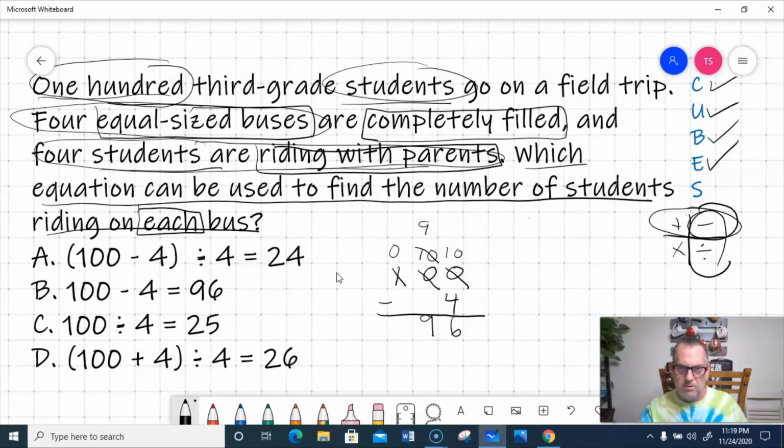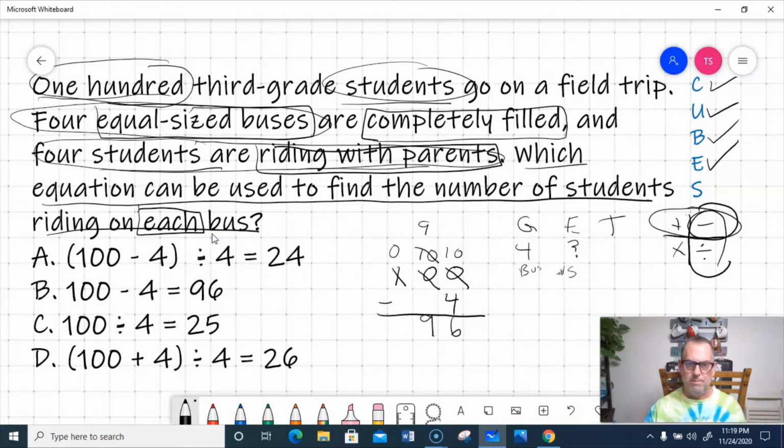So I'm going to use my GET strategy right here. So G, E, and T. So do I know how many groups there are? That is correct. There are 4 groups. The 4 groups are the 4 buses. Okay, do you know how many are in each group? That's correct. I do not know how many are in each group, because right down here in the question, it's asking me how many are in each group, how many are in each bus. So I'm trying to find that out. So I'm going to put a question mark under the E. And those are number of students.